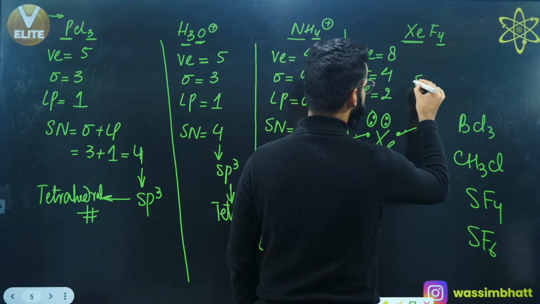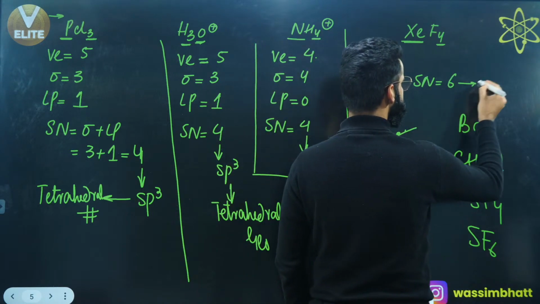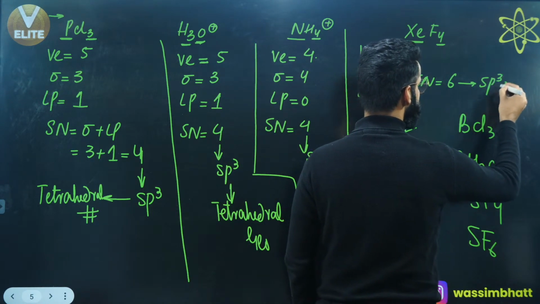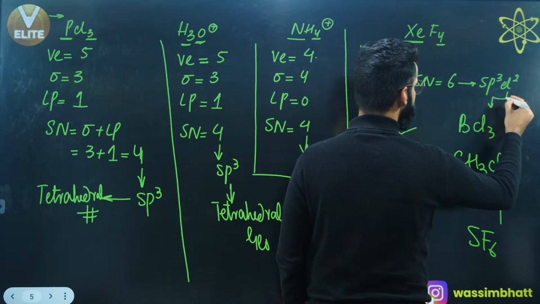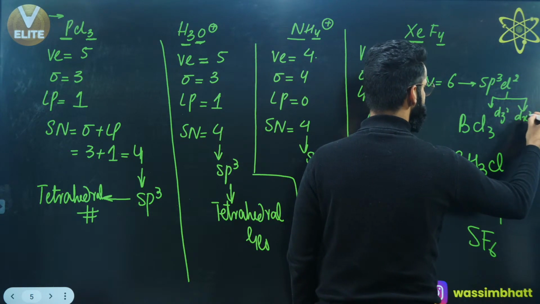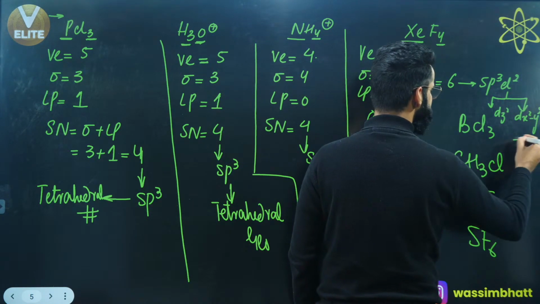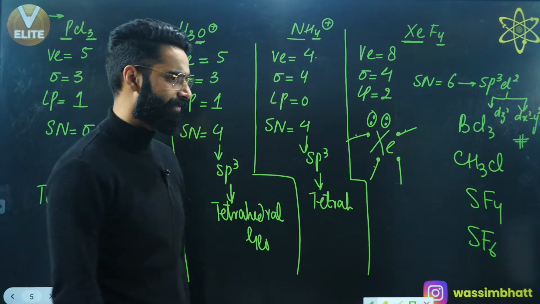Now let's calculate the steric number. Steric number is simply going to be sigma plus lone pair, 4 plus 2, 6. And if steric number is 6, as you all must know, it's going to be sp3d2, right? And which d orbitals are involved in the hybridization in case of sp3d2? It's going to be dz square and dx square minus y square. These 2 d orbitals are involved in the intermixing in case of sp3d2 hybridization.